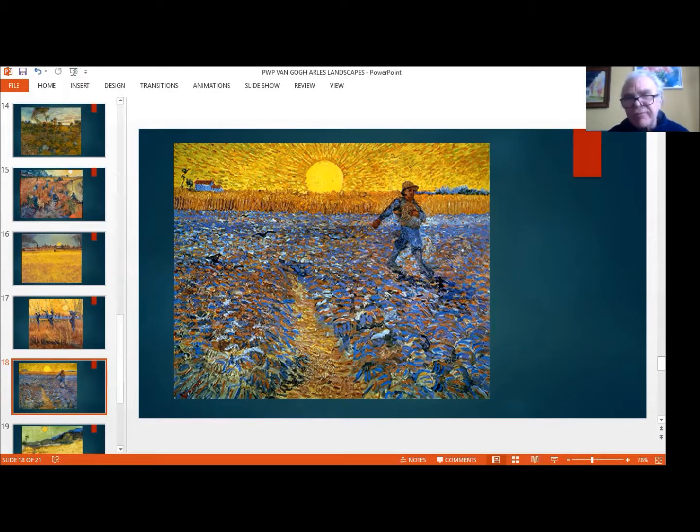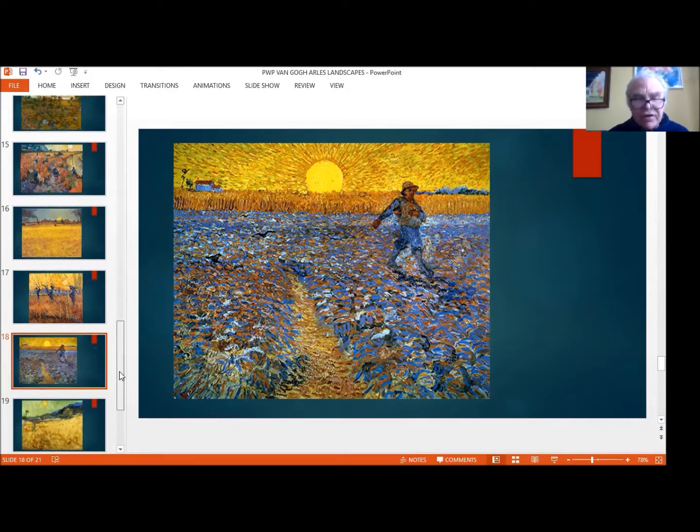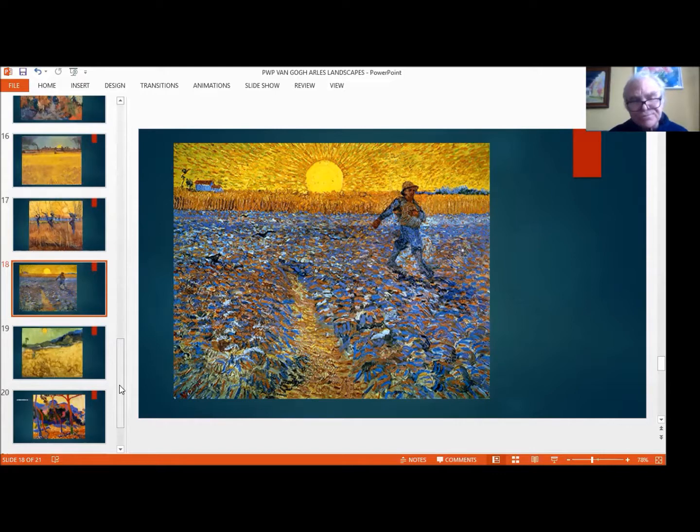The sower here is actually sowing the seeds of humanity, and it's set against this emblazoned sky, where the life force of the sun is literally giving life to these seeds that are being sown. So this kind of universality makes itself present during the period that Van Gogh makes these landscapes in Arles. You've only got to think of the very famous painting Starry Night, which was made during this period.